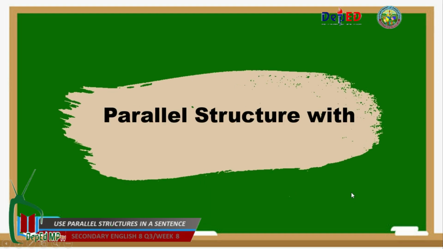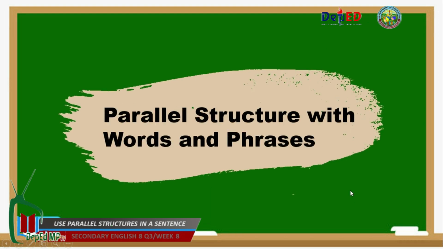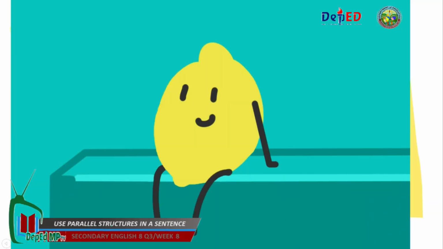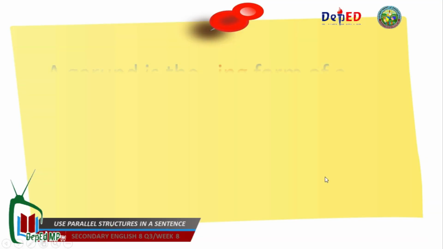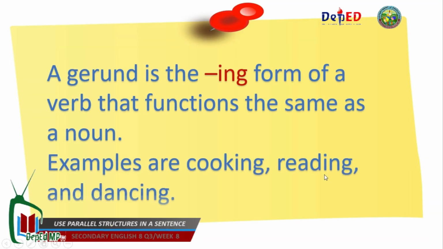Let's discuss parallel structure with words and phrases. First, we start with gerund. But what is a gerund? A gerund is the ing form of a verb that functions the same as a noun. Examples are cooking, reading, and dancing.